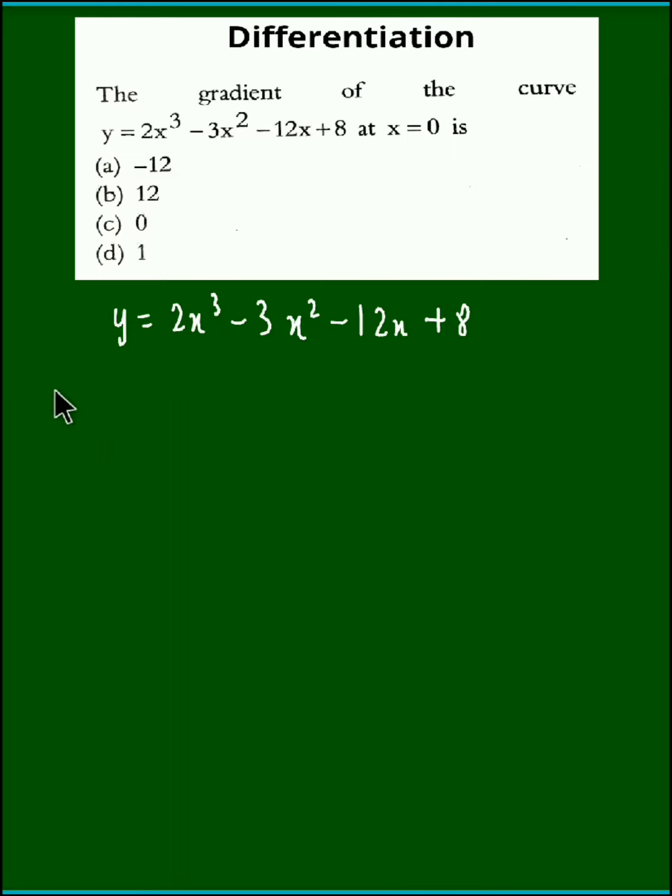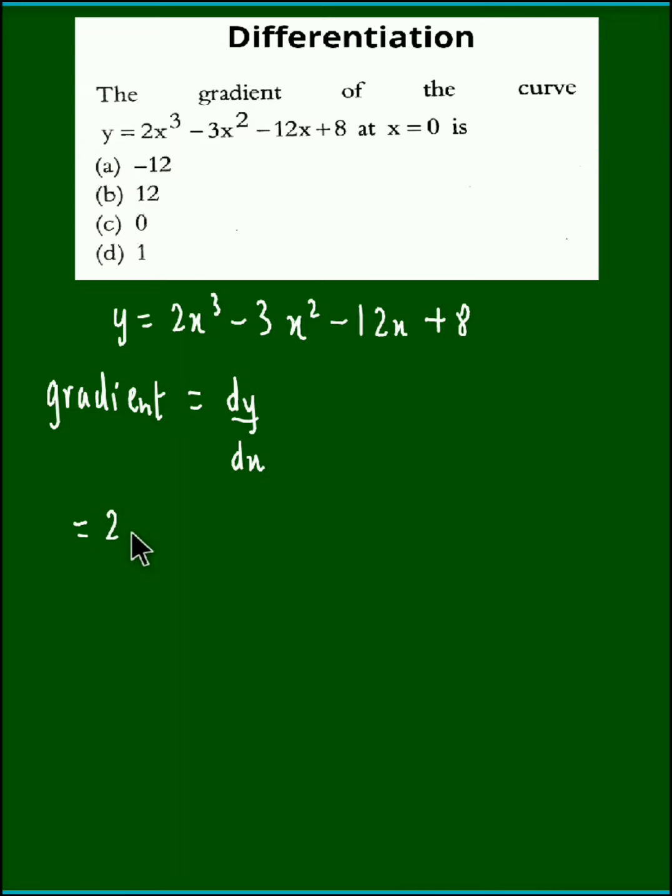Now the gradient of the curve is given by dy by dx. So we say the gradient is equal to dy upon dx. So basically we have to differentiate y with respect to x. Now we take the derivatives individually.